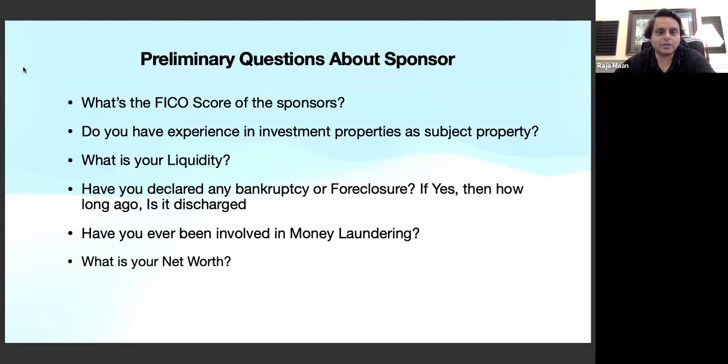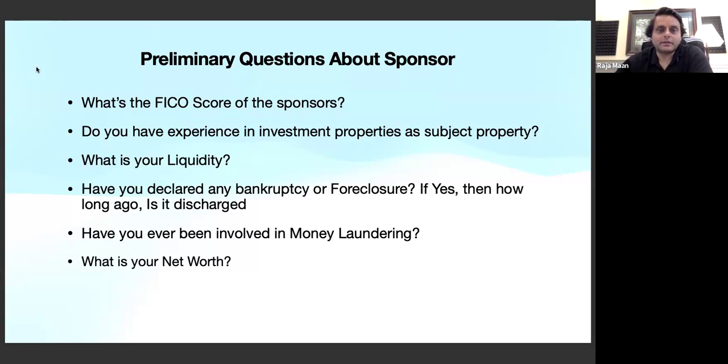So if they have 10-unit properties, or 2-3 properties in the past, or recent past, then it may work for purchasing a 50-unit property.